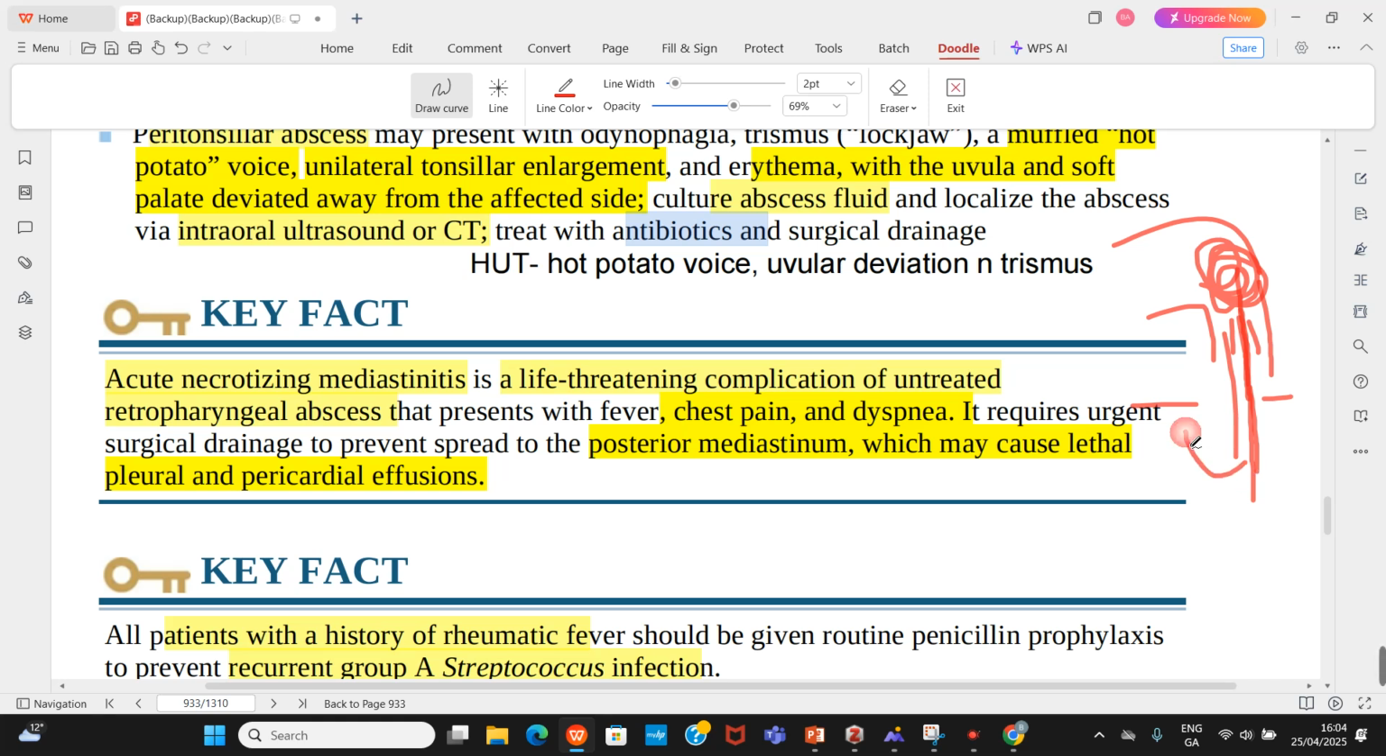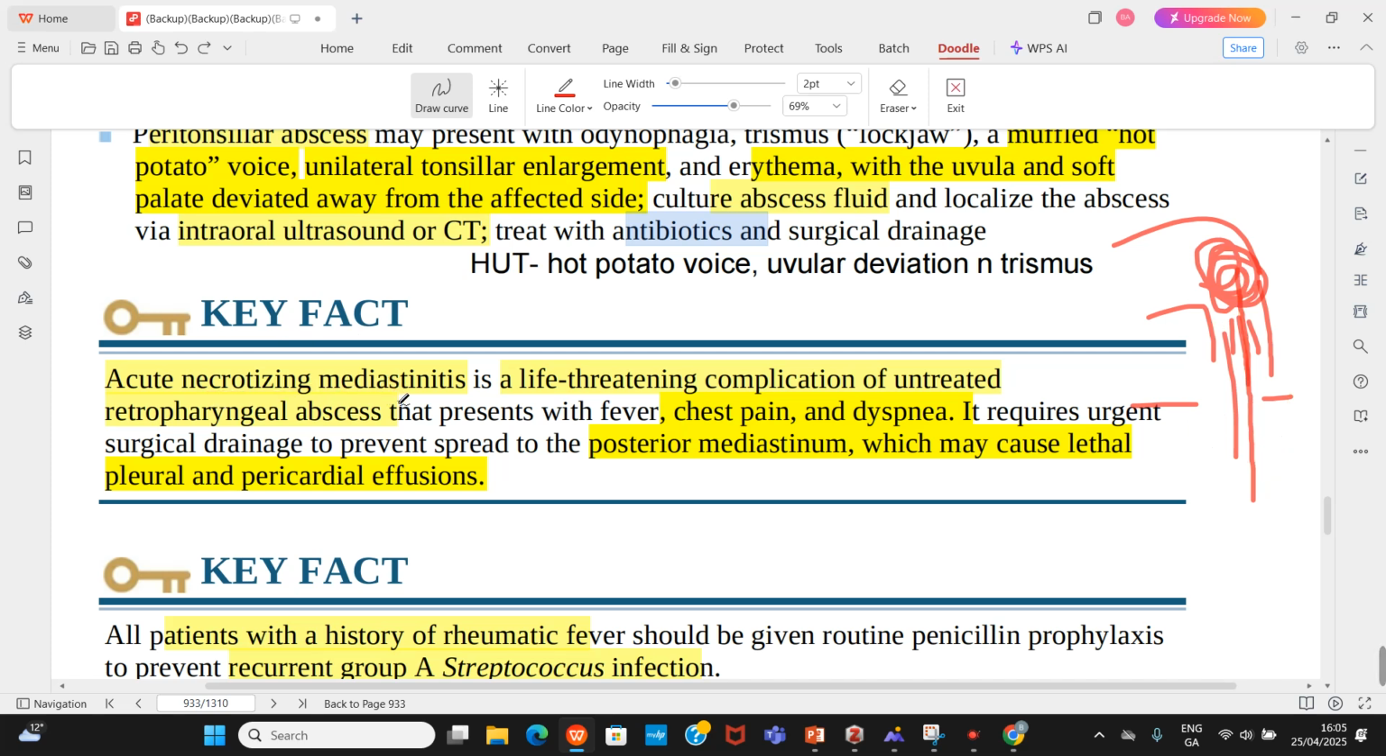So by the time it gets to the mediastinum, it can cause some bad pleural effusion. It can cause serious mediastinitis. And the person is going to be having chest pain, difficulty in breathing, fever, and all those things, even with pericardial or pleural effusion. So you want to be very careful that the retropharyngeal abscess doesn't get complicated with acute necrotizing mediastinitis.